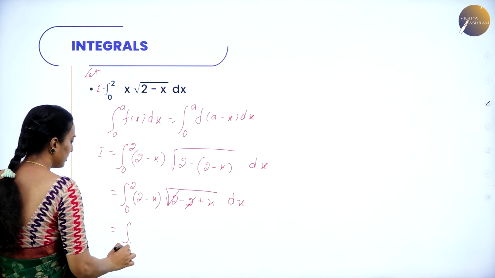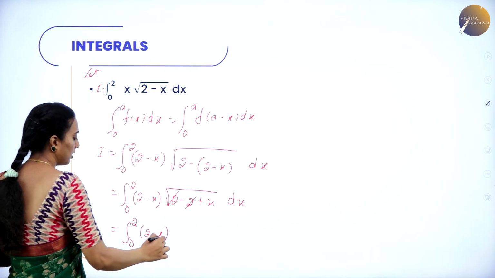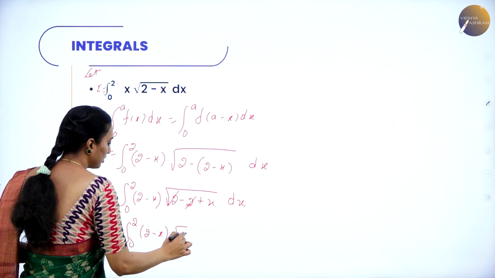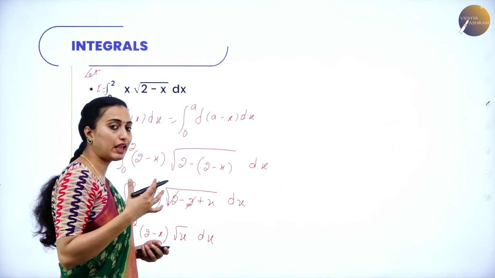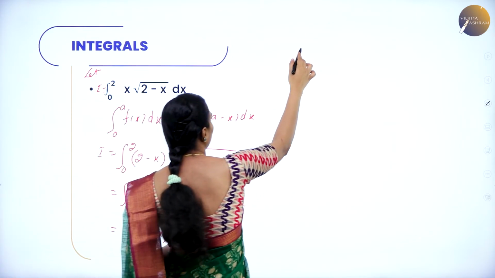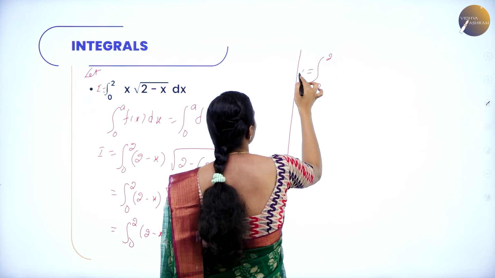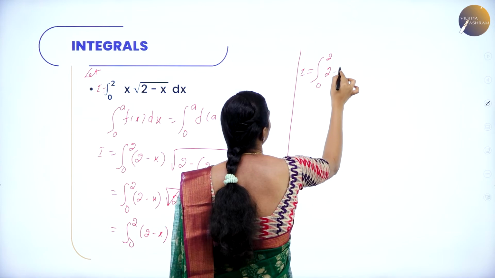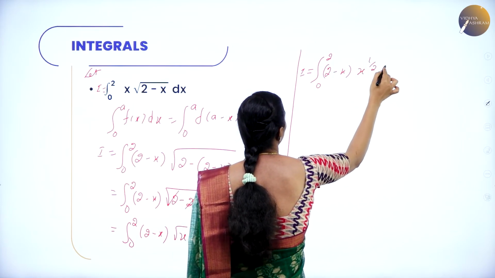So which implies I is equal to the integral from 0 to 2 of 2 minus x under the root x, right, into dx. Now, what is under the root x? Under the root x is x to the power of 1 by 2. So therefore, you can have, on the left hand side, I, equal to the integral from 0 to 2 of 2 minus x, x to the power of 1 by 2 into dx.